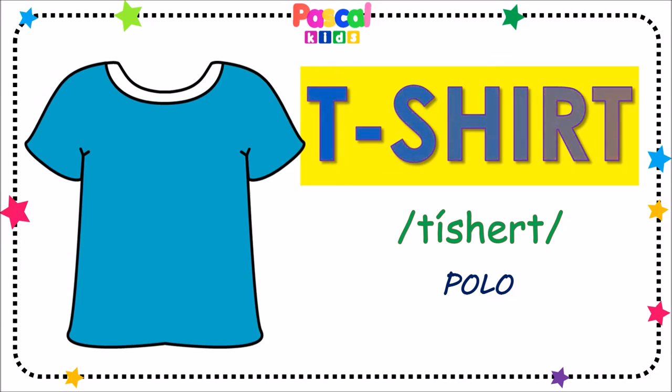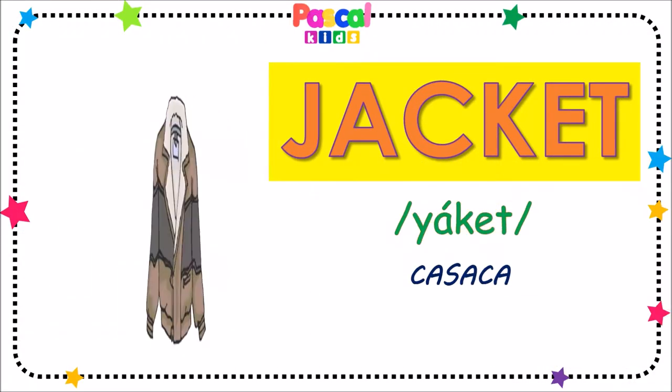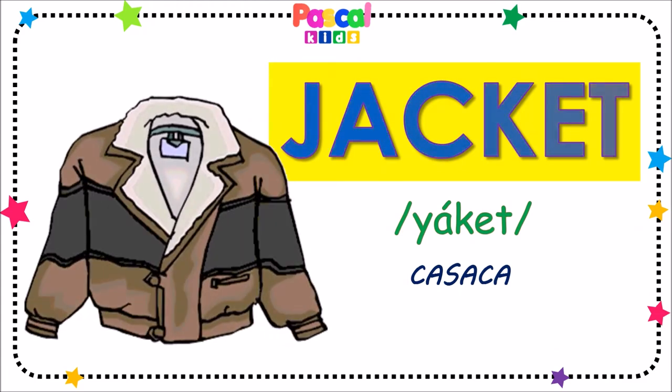Bien. The first is t-shirt. Repeat after me. T-shirt. Okay, yes, good job. It's a cloth that we can use in summertime. Es una prenda de vestir que usamos pues en tiempo de verano, ¿verdad? Yes, a t-shirt. Now we have the jacket.